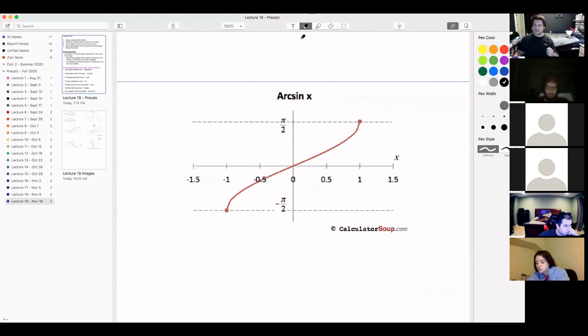All right, so any questions about this process? There are a lot of kind of moving parts here. We needed to restrict the function, and then we had to do some more things. So just any questions before I move on to cosine?